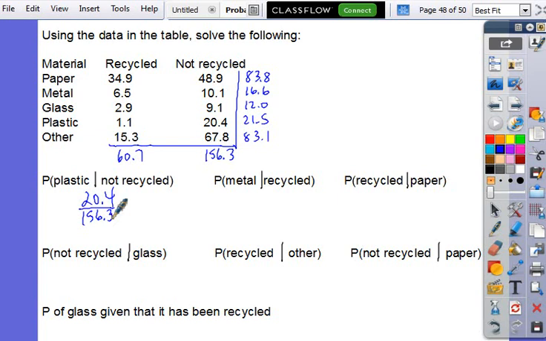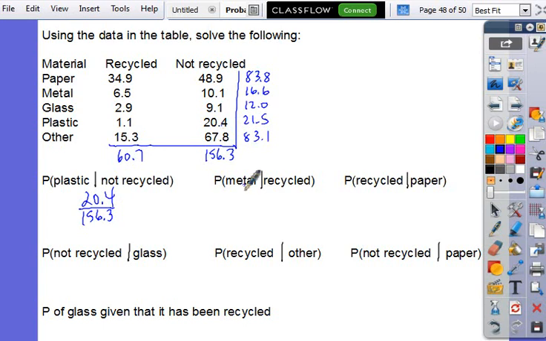You got 20.4, but does it say not recycled? So you don't do the whole plastic? It's got to be in the not recycled part. You see what I'm saying? So all I'm checking is, okay, not recycled is here. Of that not recycled, how much is plastic? 20.4. Right. Okay.